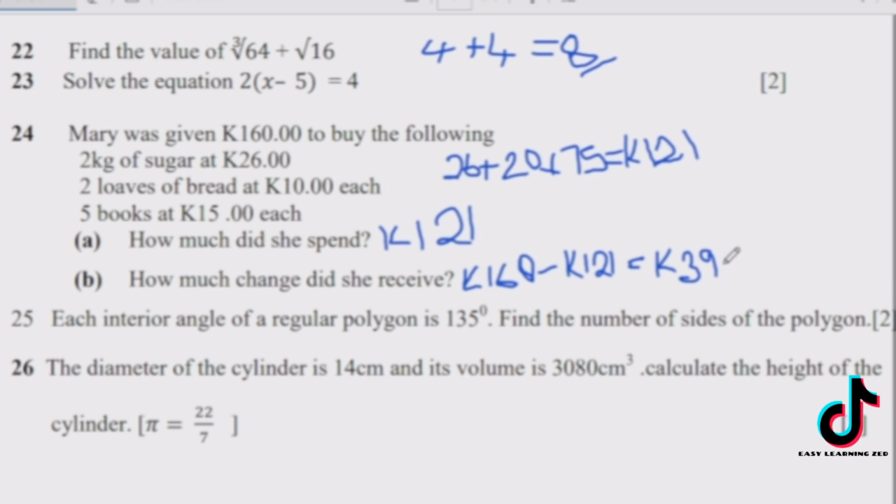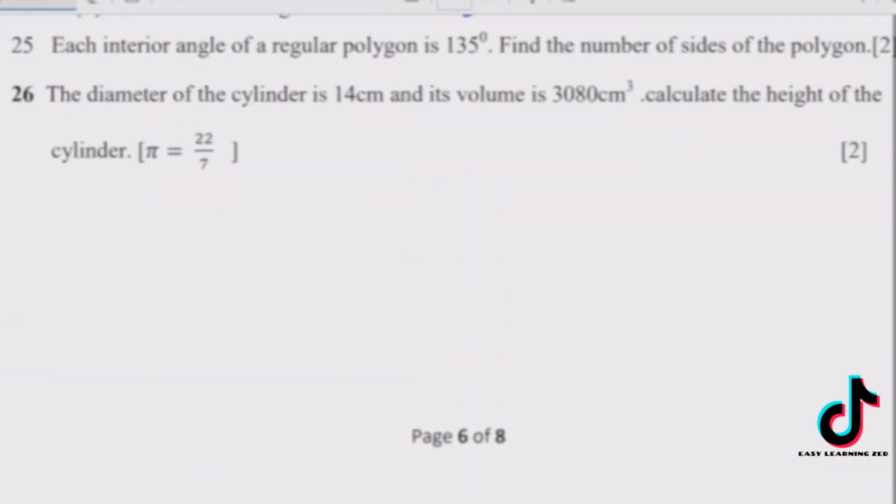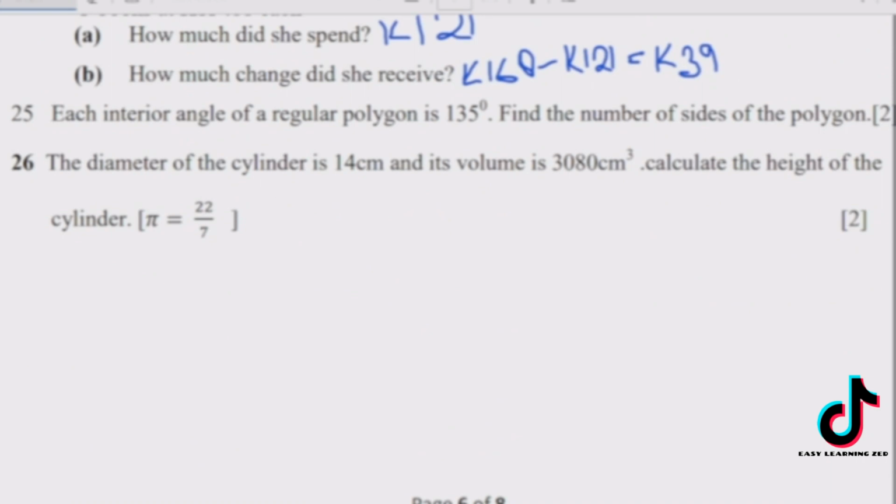Okay, we go to question number 25. Question number 25, which is: each interior angle of a regular polygon is 135 degrees. Find the number of sides of the polygon.